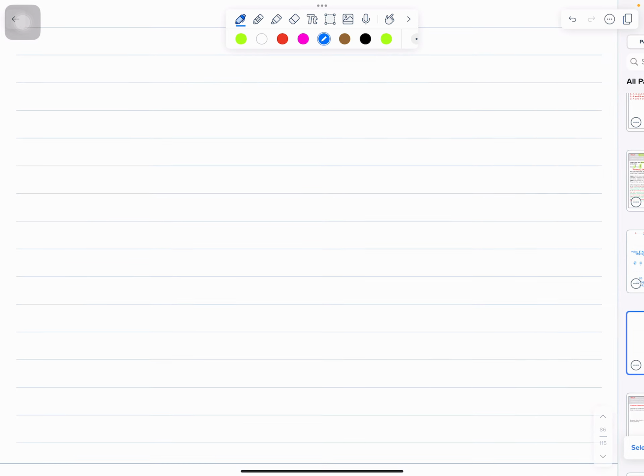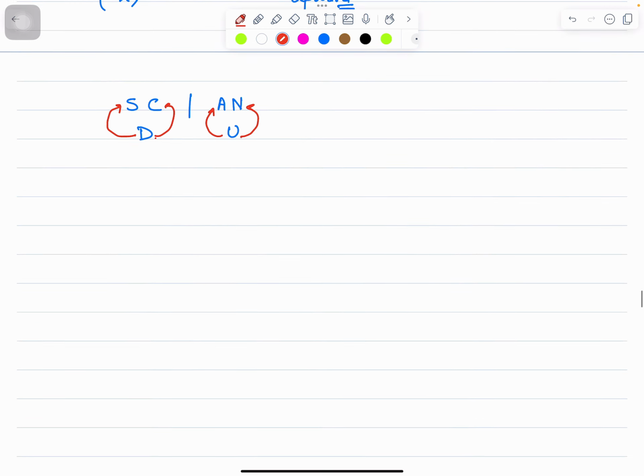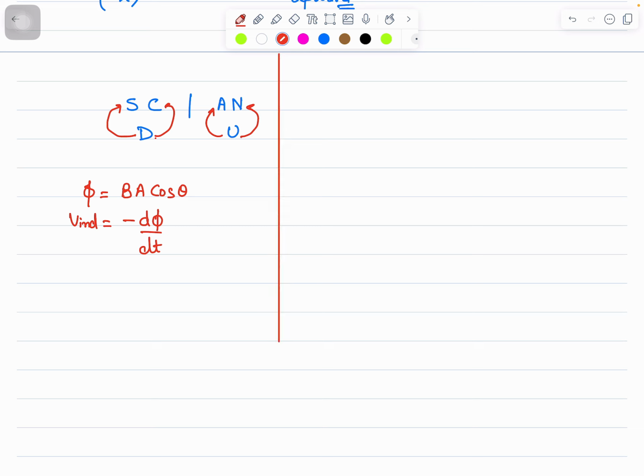I will add a page here and we will start the technique. I told you SCAN DU. It means downward is with the south, upward is with the north, anti-clockwise goes with north and upward, and clockwise goes with south and down. What you need to understand are the basic things. Flux is BA cosine theta, and V induced is negative d phi over dt. I just want to tell you something so that it will become very easy for you to solve the numericals and the directions.